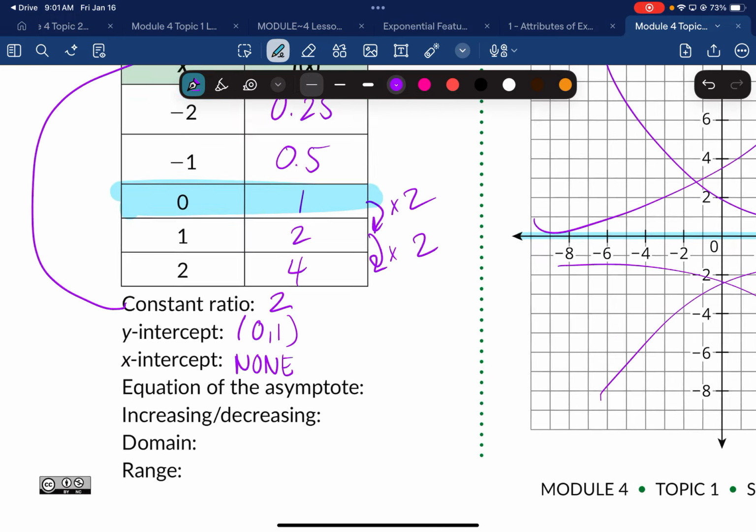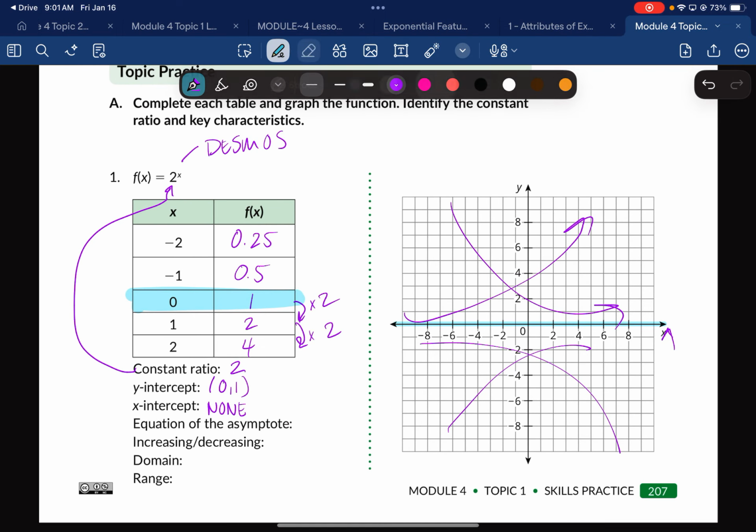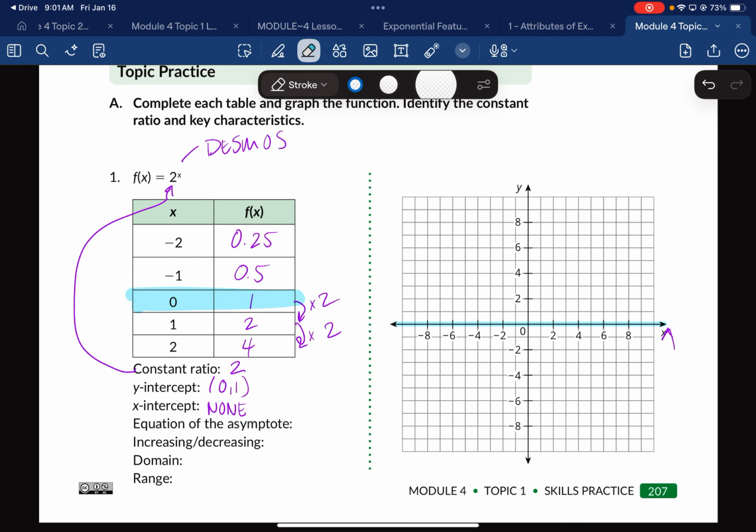All right. Next, what's your asymptote? Your asymptote is this invisible line that your graph never touches. It's always an equation, so it's always going to be y equals 0 every single time. All right, cool. Next, is your graph increasing or decreasing?